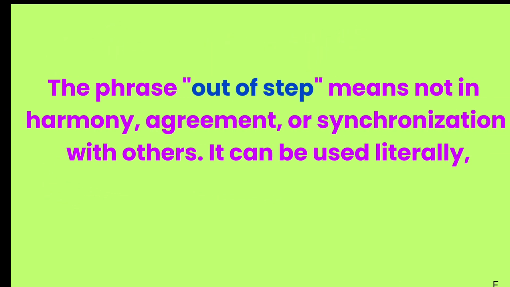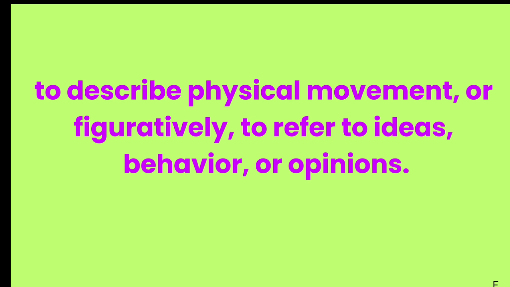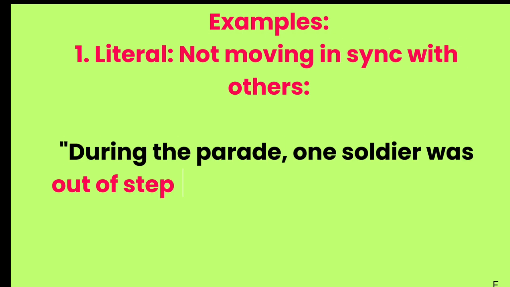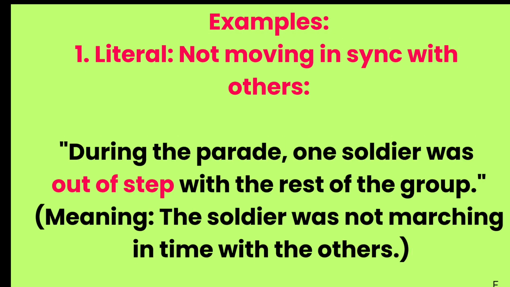Out of step. The phrase out of step means not in harmony, agreement, or synchronization with others. It can be used literally to describe physical movement, or figuratively to refer to ideas, behavior, or opinions. Examples. 1. Literal, not moving in sync with others. During the parade, one soldier was out of step with the rest of the group. Meaning, the soldier was not marching in time with the others.